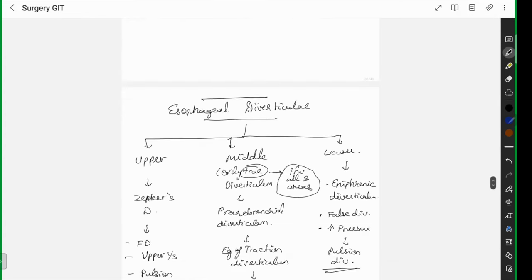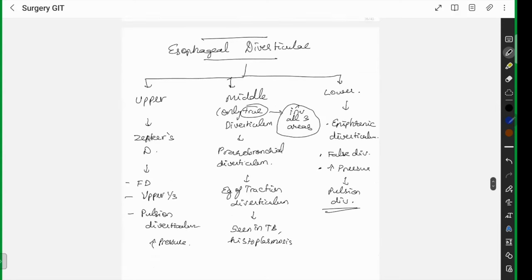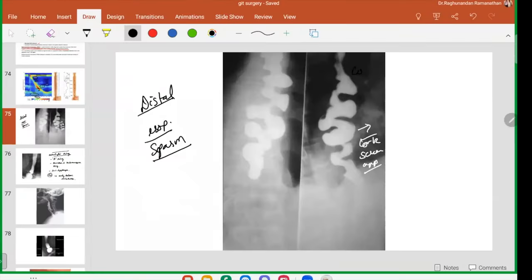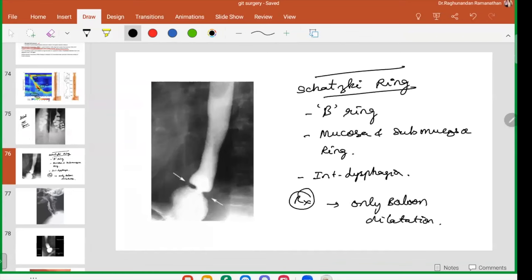Okay, so esophageal diverticulae. Next, we are going to go forward and talk about the esophageal diverticulae. But before we move into the esophageal diverticulae, I want to discuss Schatzki's ring. So what is Schatzki's ring? It is a B ring.